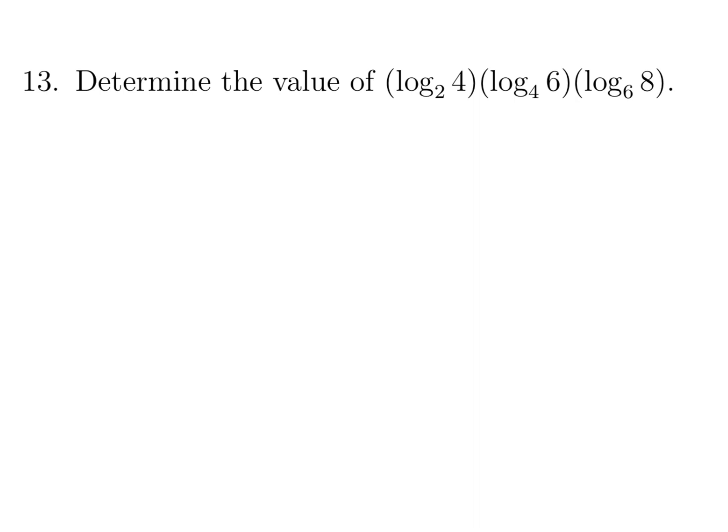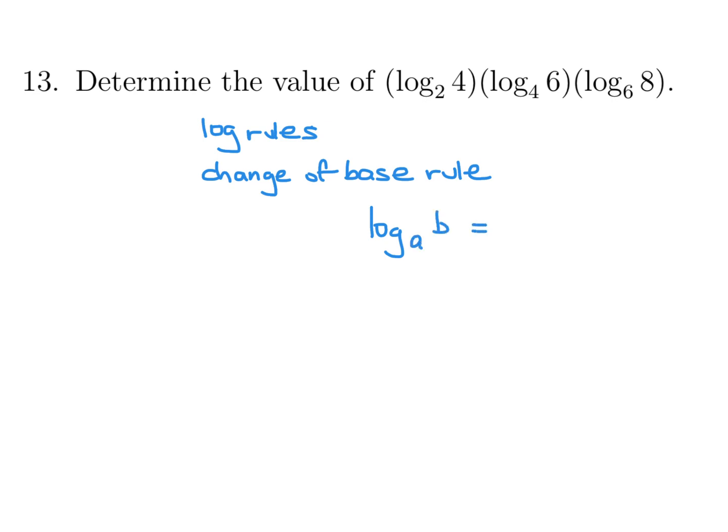Determine the value of. So we have to use log rules. Log rules usually people do not remember. And this one, I think, is one of those log rules that people don't remember. It's called the change of base rule. And the change of base rule is as follows. If you have the log of b to the base a, it is the equivalent of the log of b to any base, let's just say c, over the log of a to that same base. So I'm going to apply that here.